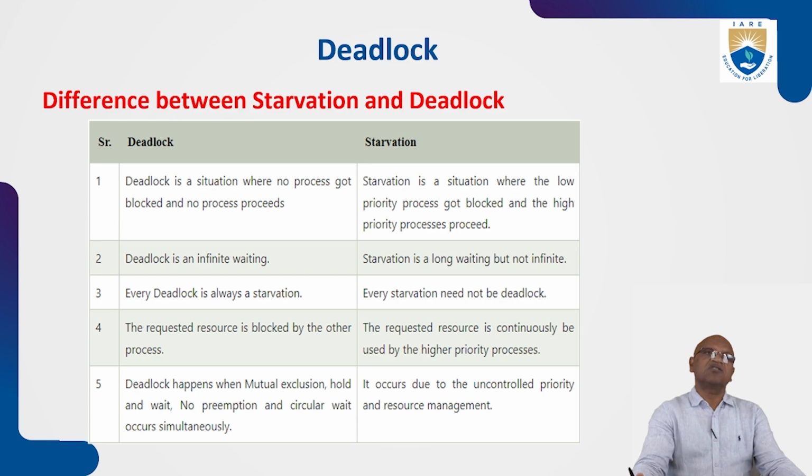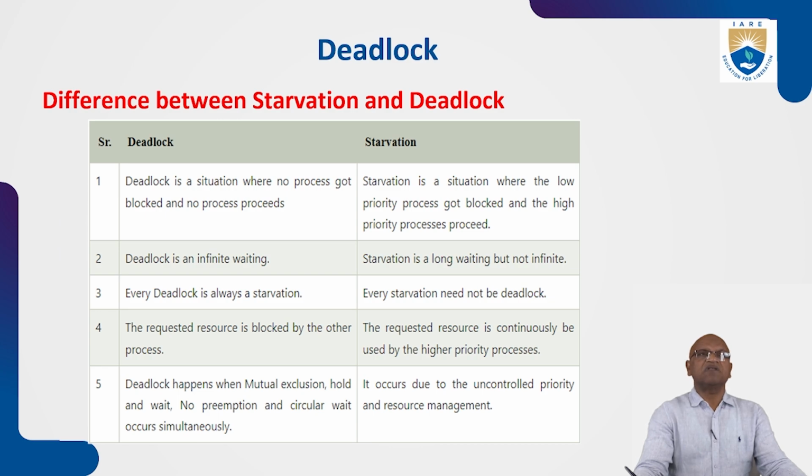In deadlock, the requested resource is blocked by the other process. In starvation, the requested resources are continuously used by the high priority process. Starvation means keep on waiting. It sometimes gets cleared because the resource required by the low priority process is held by the high priority process. Unless the high priority process completes its execution, it won't release. Only after releasing will the resource be used by the low priority process.